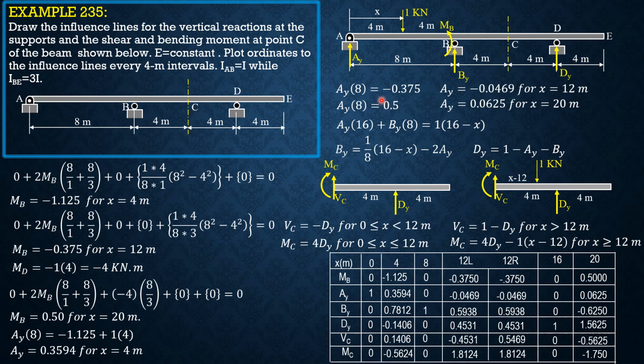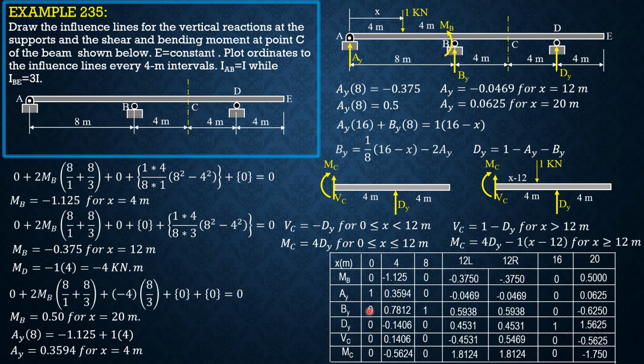AY, when x is 0, the unit load is here, so AY is 1, of course. When x is 4, AY is 0.3594. We already computed that. When the unit load is over B, AY is 0. When x is 12, AY is negative 0.0469. When x is 16, AY is 0. Then when x is 20, AY is 0.0625.